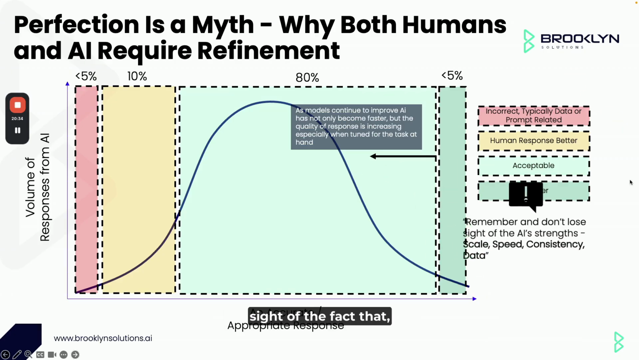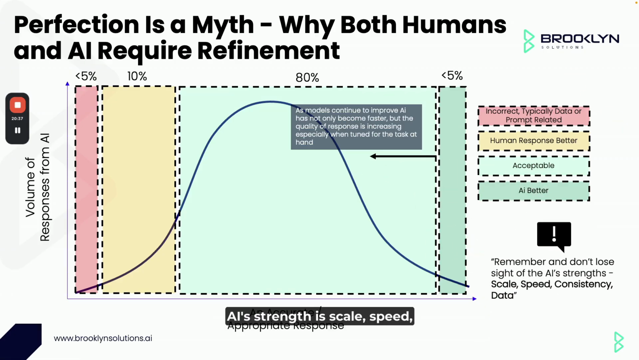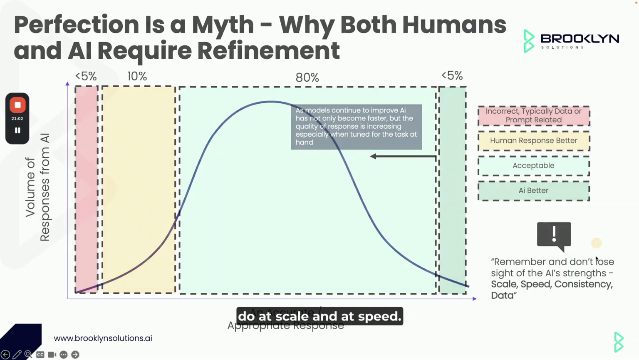And we need to not lose sight of the fact that AI's strength is scale, speed and consistency and data analysis. So humans are not optimal for scale, speed and consistency. So we're left for the specialist elements where we really need to focus, and it's a real complex task. But AI is really good at this kind of information summarising, finding, insight driving, because that's what they're designed to do at scale and at speed.